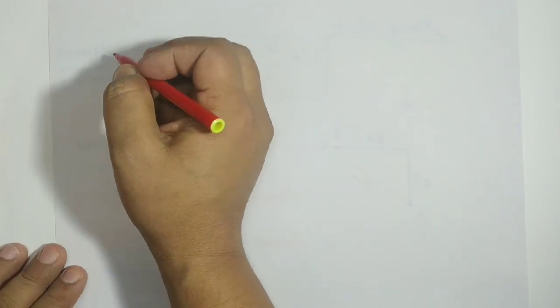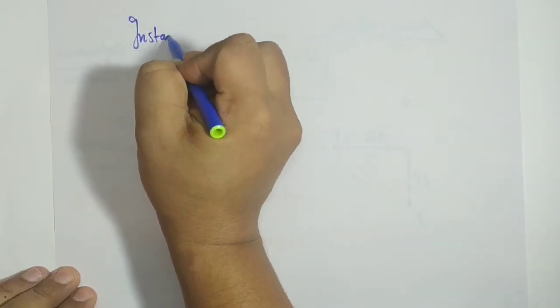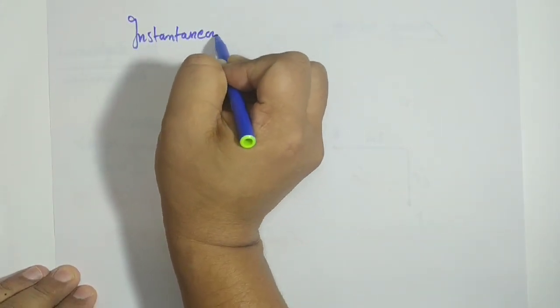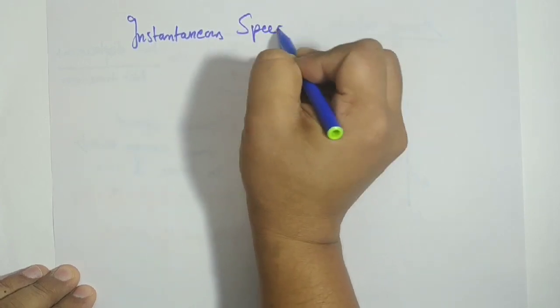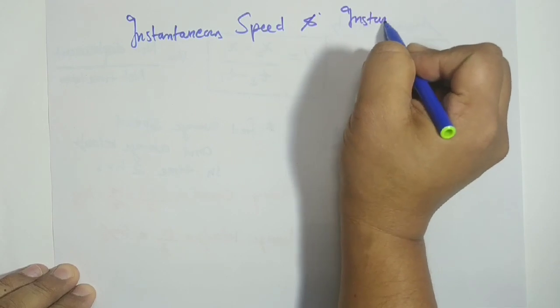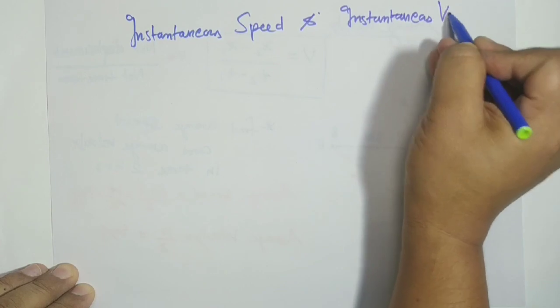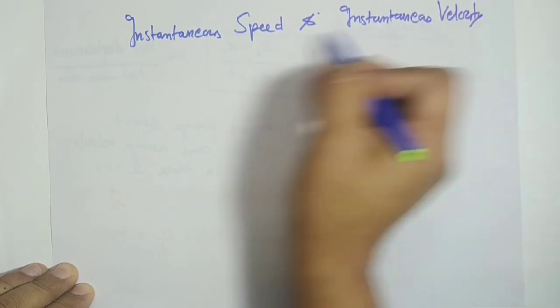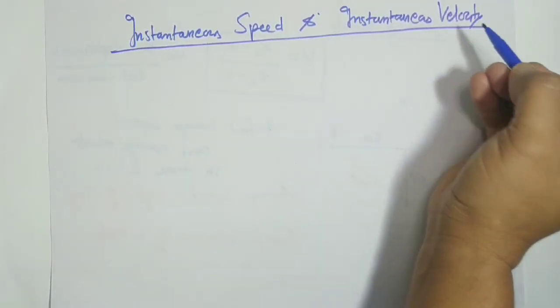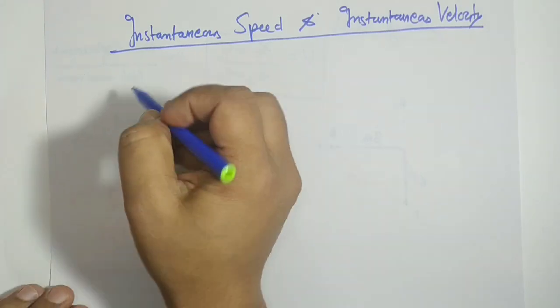We have talked about that, then we have instantaneous speed and instantaneous what? Velocity. So same way we can have instantaneous speed and instantaneous velocity. So we know that like instantaneous velocity. Now if I ask you what is instantaneous velocity?